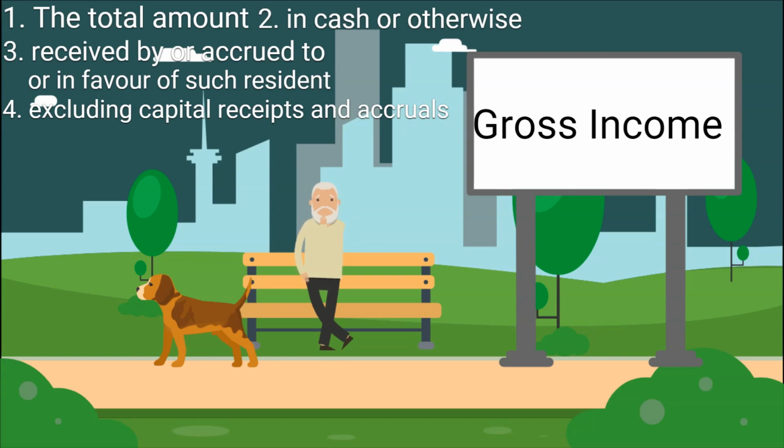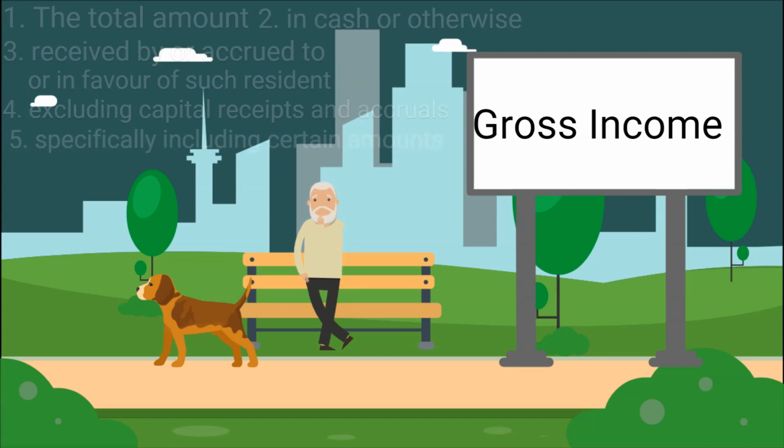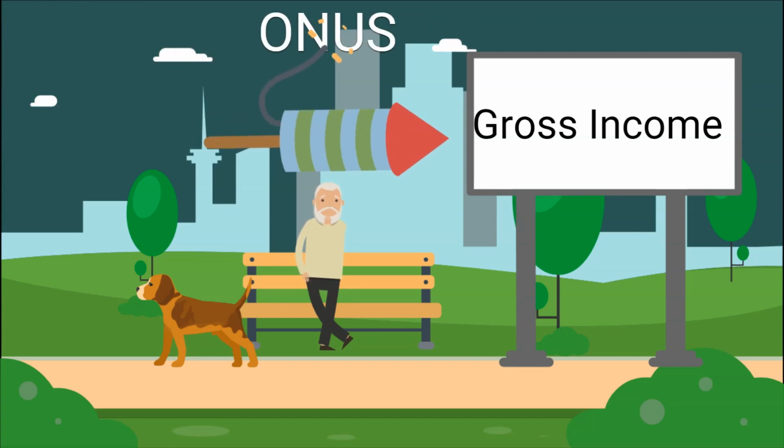Lastly, it must specifically include certain amounts. This is an important part of the definition. Often, people stop at step 4, and do not make sure that the amount in question is income in nature and not capital in nature. This provision can make a capital amount part of gross income, and not subject to capital gains tax. It is important to know the above, because the onus is on a taxpayer to prove that an amount can be excluded from gross income.